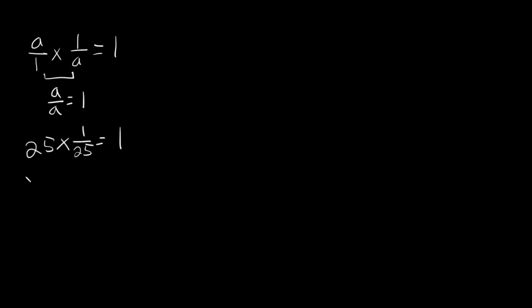And you can do this with expressions as well. So we could have 5 times (2 plus 3). And then if you were to multiply that by 1 over (5 times (2 plus 3)), this is 1 as well. And you could check that, but I just want you to understand this, and we are done.